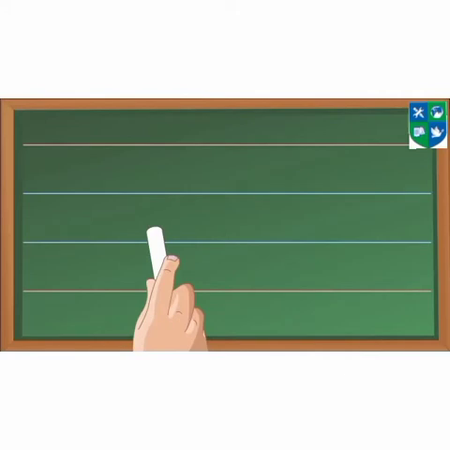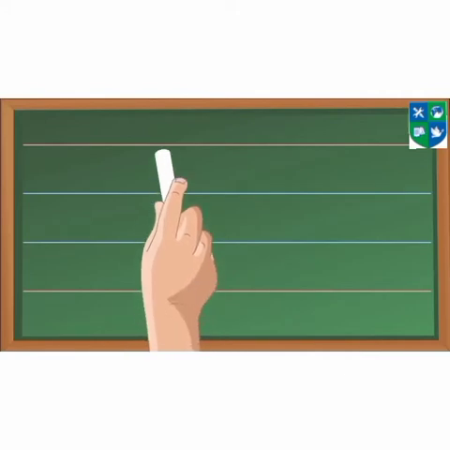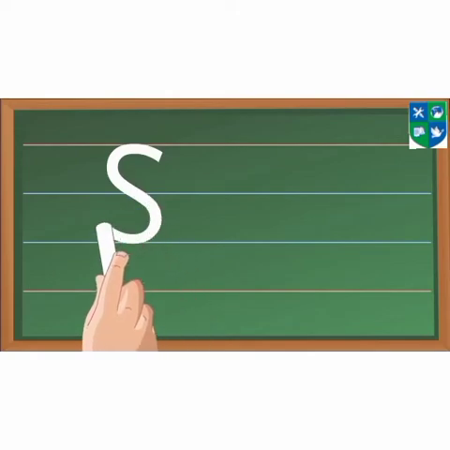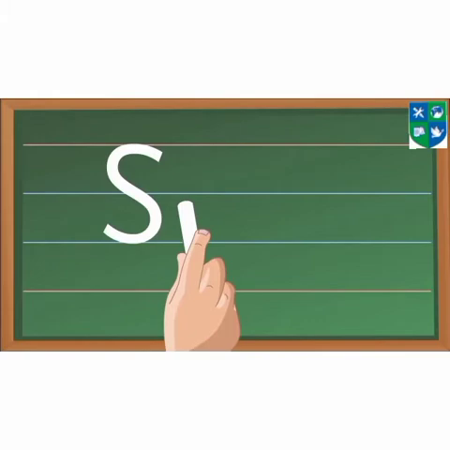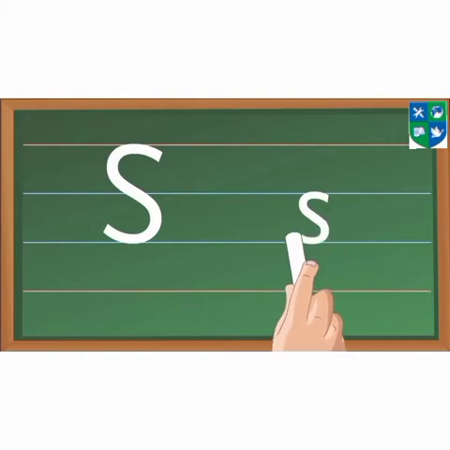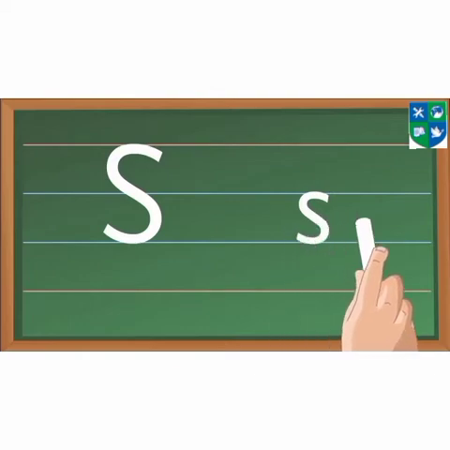S. Start from the top and swing to the left and create a curve. Now swing to the right and create another backward curve at the bottom. Small s. Start from the middle and swing to the left and create a curve. Now swing to the right and create another backward swirl at the bottom.